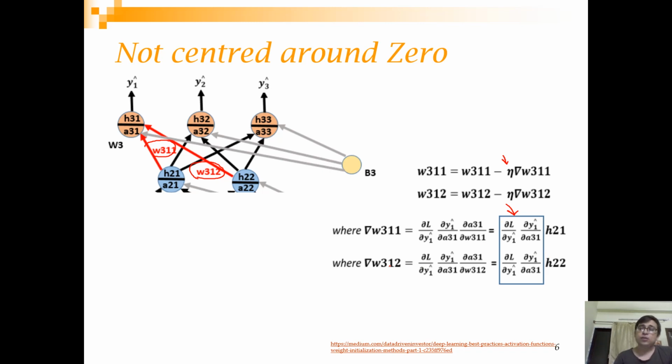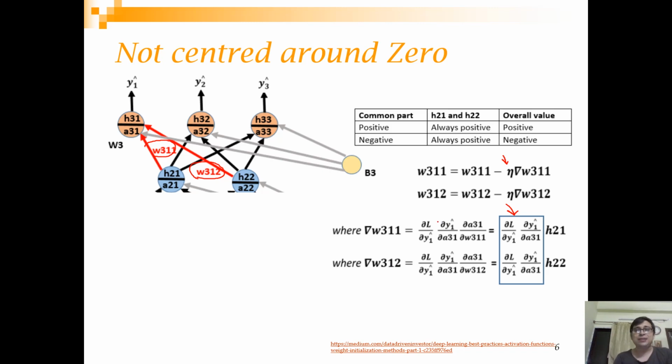Now if you think a little bit, we'll realize that if the common part is positive, your H21 and H22 will always be positive because that is the nature of your sigmoid function. So the overall value will also be positive. And if this common part is negative, then the overall value will be negative. So what is the problem with that? The problem is that all the weights going to a particular hidden neuron will always change in the same direction. Either all of them will be positive or all of them will be negative.